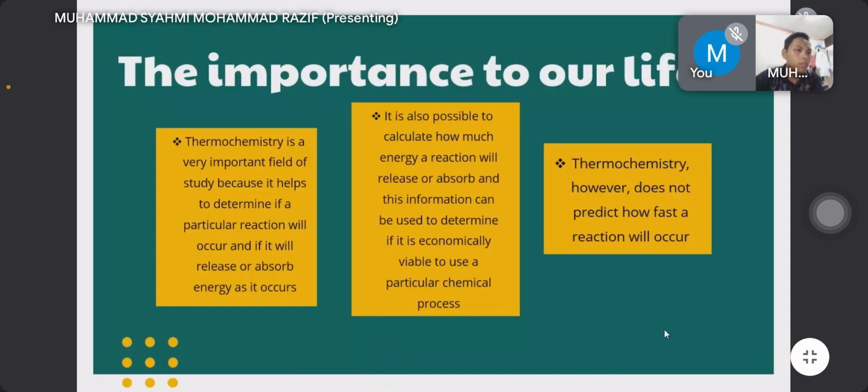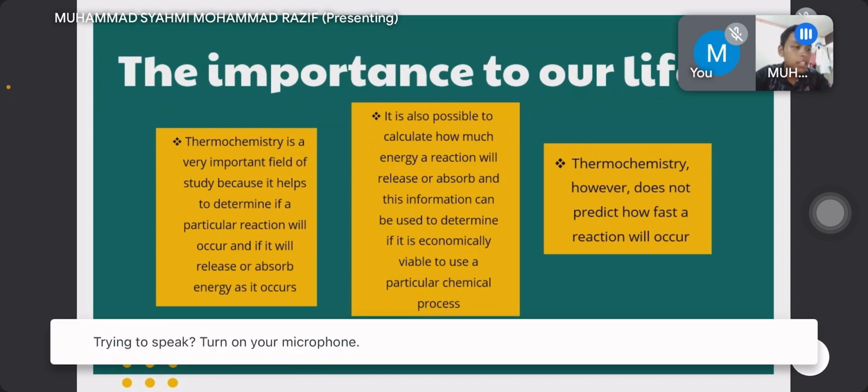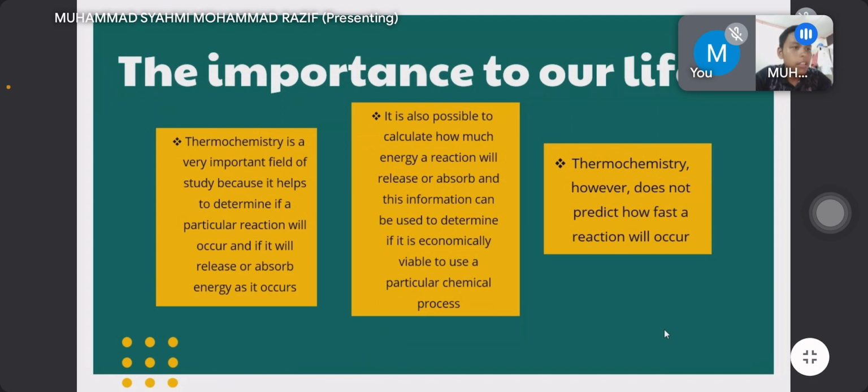What is the importance of thermochemistry in our life? Firstly, thermochemistry is a very important field of study because it helps to determine if a particular reaction will occur and if it will release or absorb energy as it occurs. Secondly, it is also possible to calculate how much energy a reaction will release or absorb, and this information can be used to determine if it is economically viable to use a particular chemical process. Last but not least, thermochemistry does not predict how fast a reaction will occur.